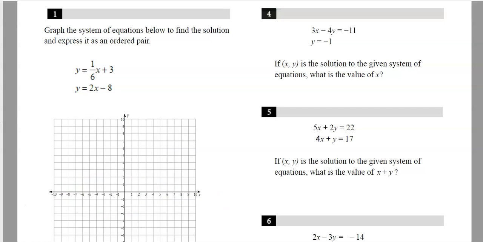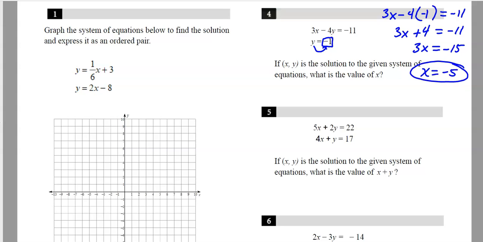I think this one is set up nice for substitution. Notice that it's already set up y equals. We already know what y equals. So I'm going to just plug that into the top equation. So I'm going to go 3x minus 4, and instead of putting y in there, I put negative 1 in. And I just solve it. So this is 3x. Negative 4 times negative 1 is plus 4. Minus 4 from both sides. 3x equals negative 15. Divide both sides by 3. And I get x equals negative 5.